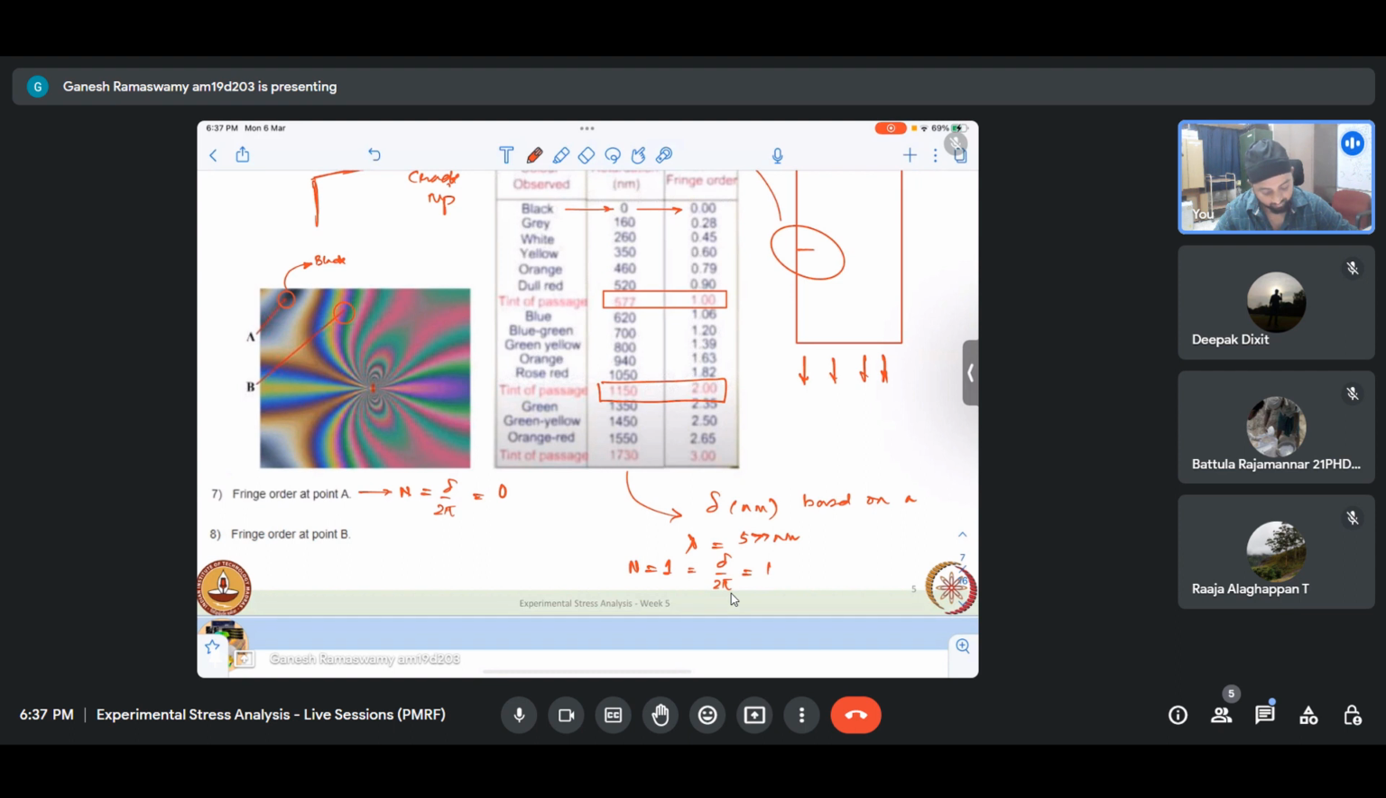Okay, so having done this, if we look at this fringe, we are able to see that... Mr. Rajamanar, do you have any question?